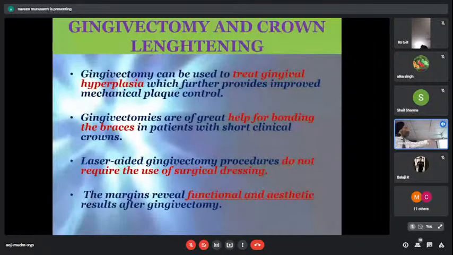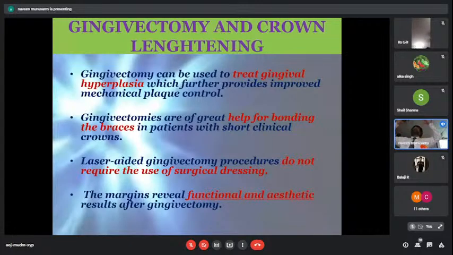Now the next procedure where we need this is gingivectomy and crown lengthening. You might have achieved beautiful results with orthodontics, but you need further adjuncts. So I will explain a few cases of that. Gingivectomy can be used to treat gingival hyperplasia, which further provides improved mechanical plaque control. It is a vicious cycle.